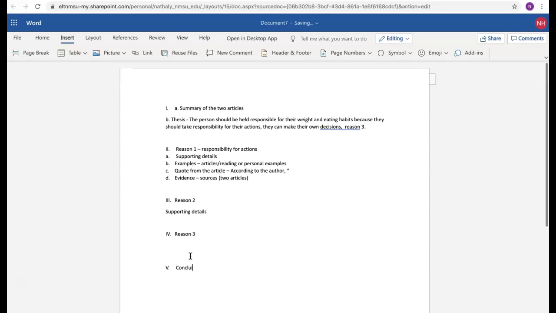Now, in our conclusion, what you are supposed to do is summarize your argument. So basically, in the conclusion, you summarize your essay. You basically remind us of everything that you've talked about. You remind us about what you said, what your main points were. And then you also show the significance of the topic. So basically, think about it this way. Why does this matter? Why do our eating habits and responsibility and, you know, weight and obesity, why is this all important, right?